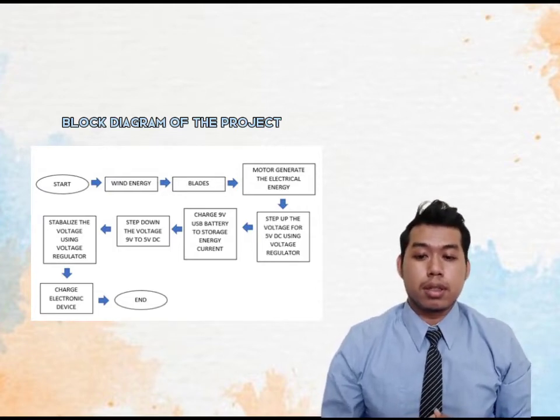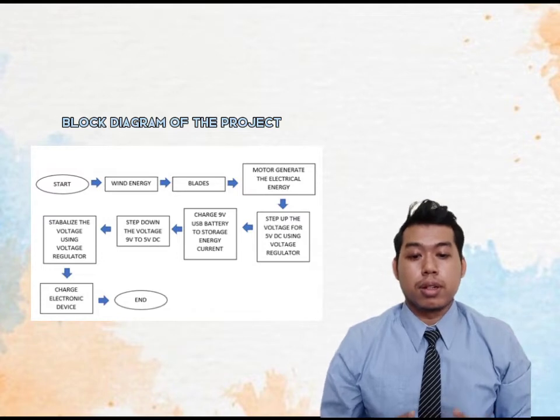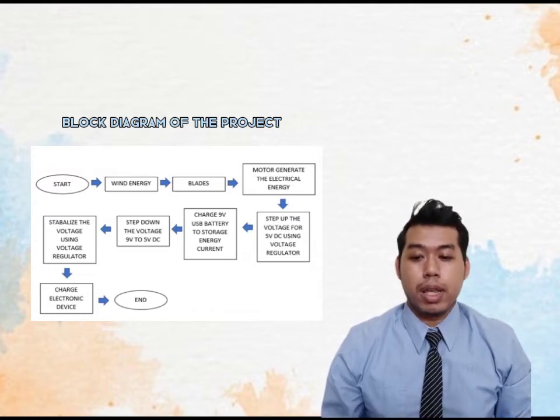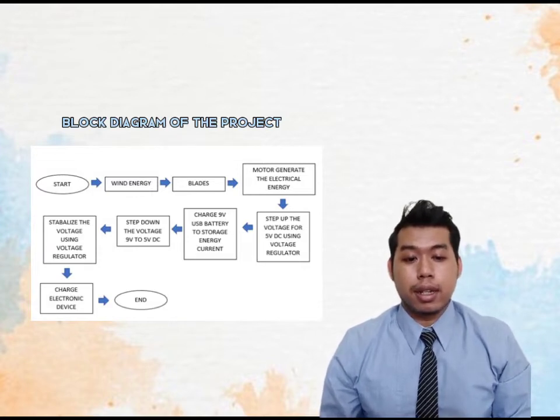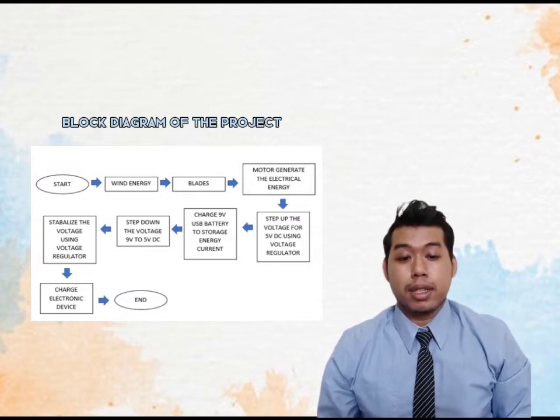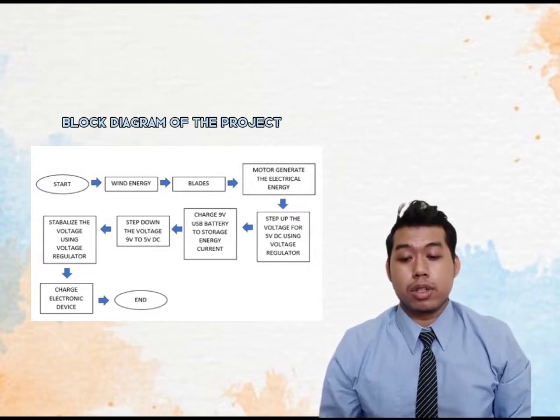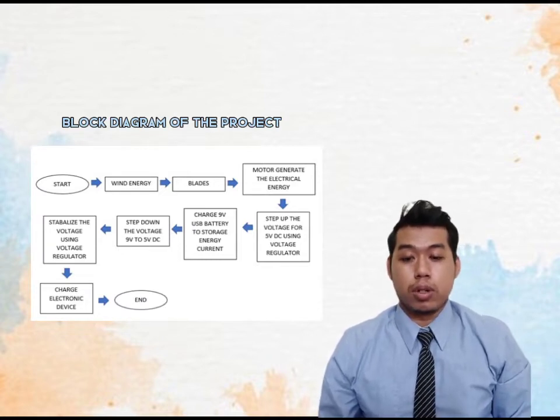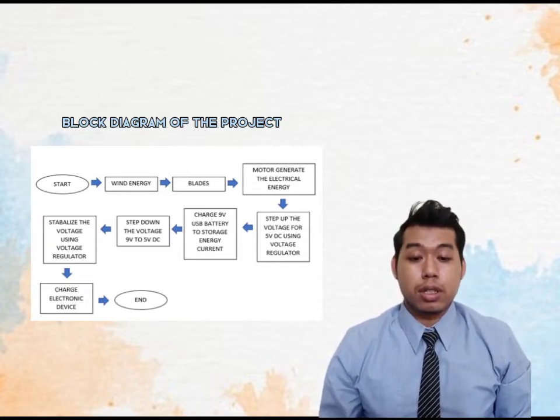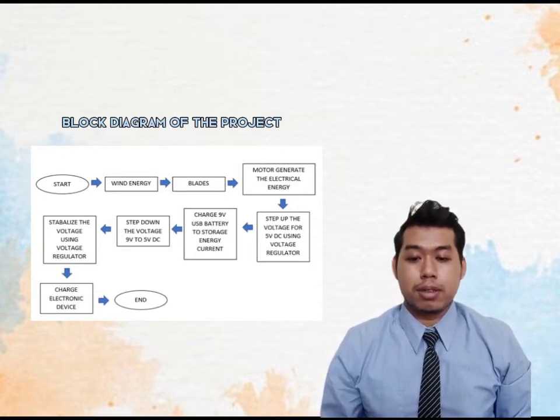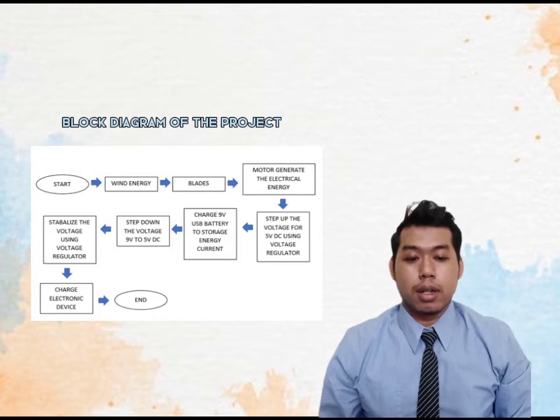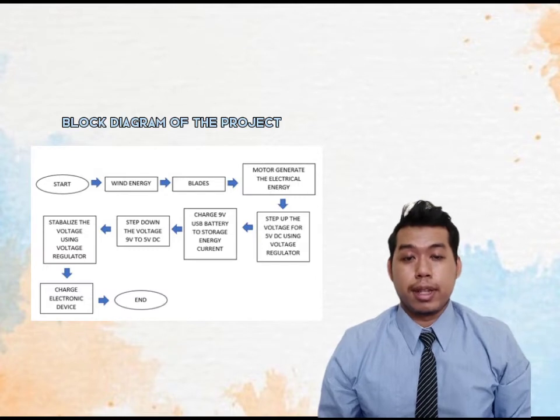The third stage is the DC motor, which converts the kinetic energy from the blade into mechanical energy, which is then transformed into electrical energy by electromagnetic induction. The next step is to increase the direct current voltage from 0.9 volts to 5 volts. The voltage regulator connects the circuit to the 9 volt USB battery, which may charge the battery to store the energy when the voltage regulator gets the minimum voltage of 0.9 volts.